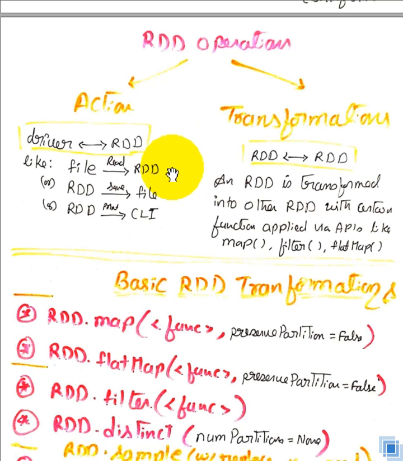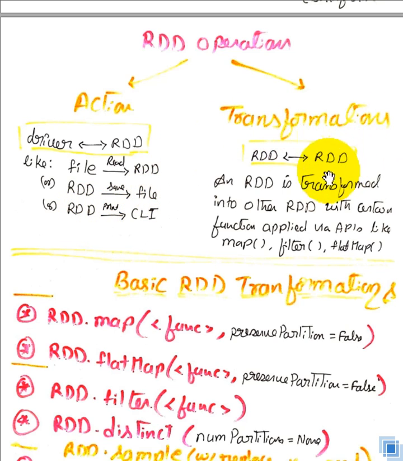So either of these are called actions. And not only a file, even the command line interface. If you're doing interactive mode, you want to print the data, so then the RDD is transformed into the console to show up on the screen. So even that is considered as an action.